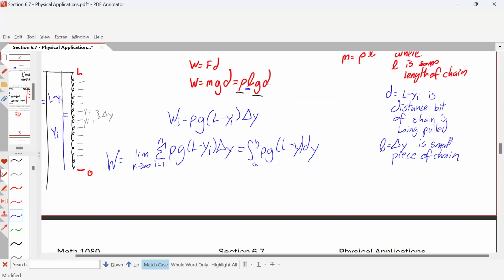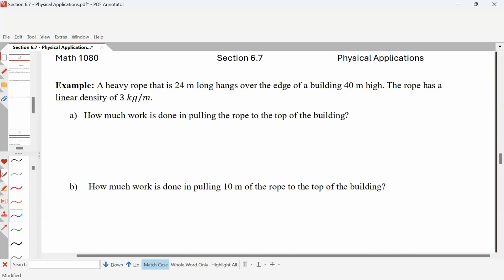So looking at this example, suppose we have a heavy rope that is 24 meters long, and it hangs over the edge of a building 40 meters high. And it has a linear density of 3 kilograms per meter. So our picture, we have this 40-meter tall building.